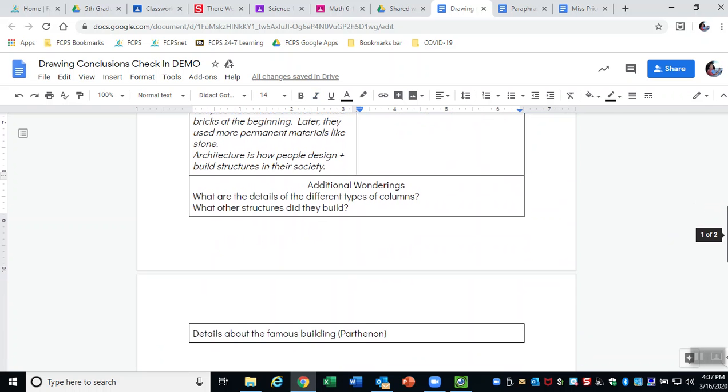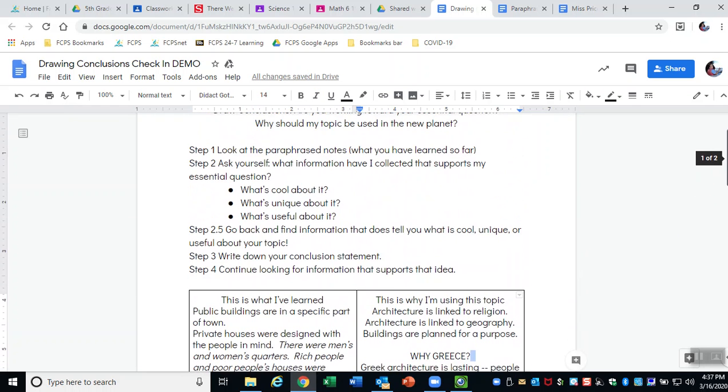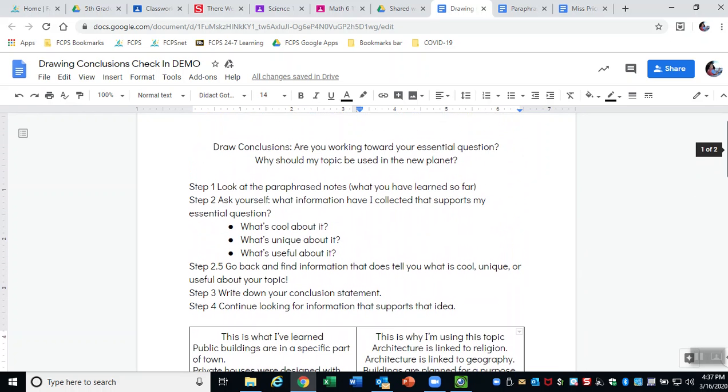So what you're going to do is attach to this an organizer for you. You're going to follow these 4 steps about your topic.